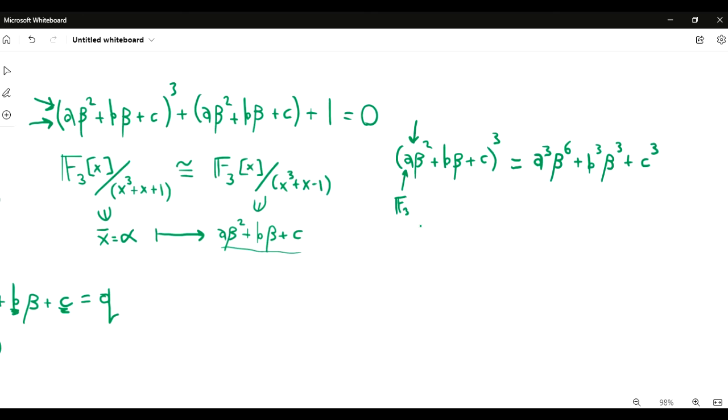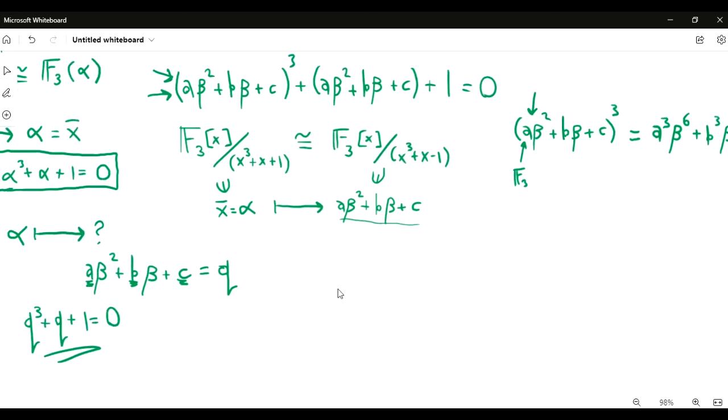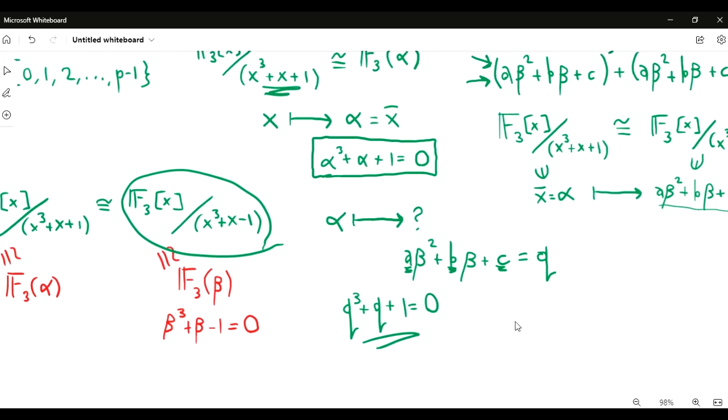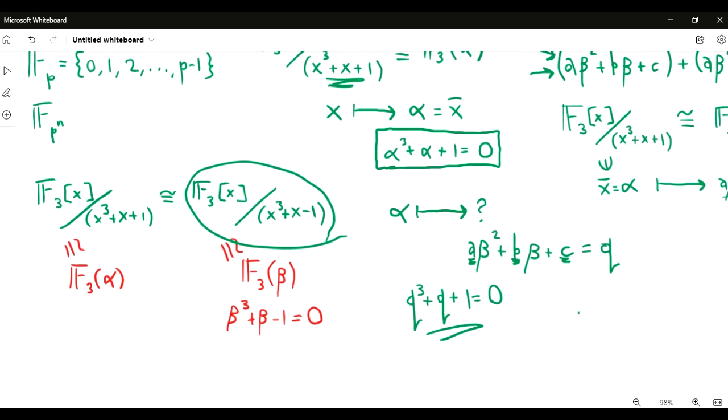So then we want to think a little bit more about beta^6, right? If we go back here, so what do we know about beta? Well, we know that beta^3 + beta - 1 is equal to 0, right? And so we can use that to say the following, right? So we can subtract the beta plus 1 to the other side.